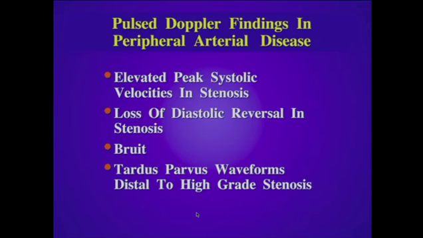Important pulse Doppler findings to look for in our evaluation for peripheral arterial disease include elevated peak systolic velocities in the stenosis, loss of diastolic reversal, bruit artifact on pulse Doppler, and of course, tardus parvus waveforms distal to the high-grade stenosis.